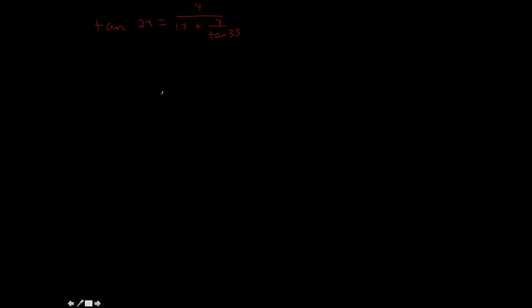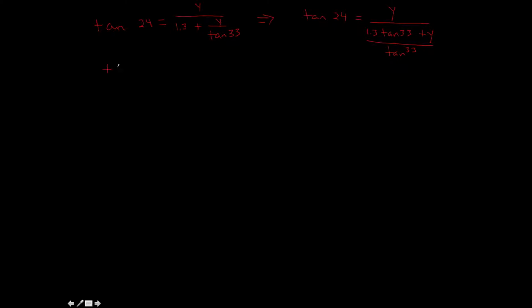So what we have here is a complex fraction. What we need to do is get a common denominator on the bottom. Our common denominator here is going to be tangent of 33. So when we multiply 1.3 over 1 by tangent of 33, this is what our bottom will look like once we get a common denominator. So we have a number divided by a fraction. Remember your rules. We can multiply by the reciprocal.